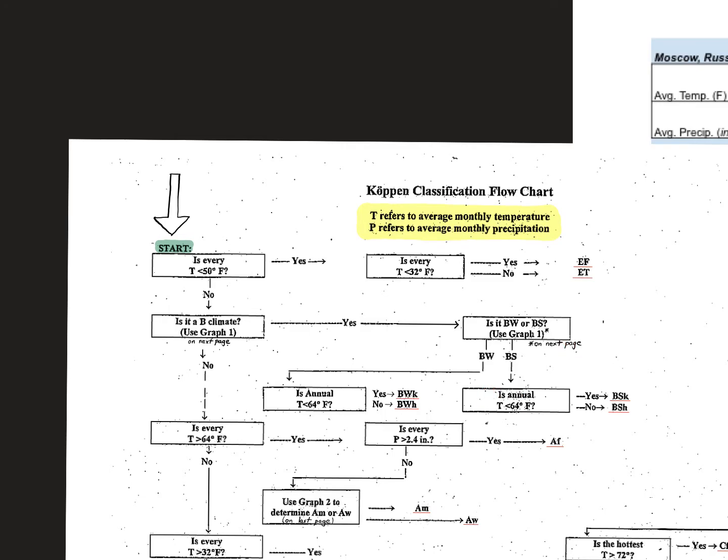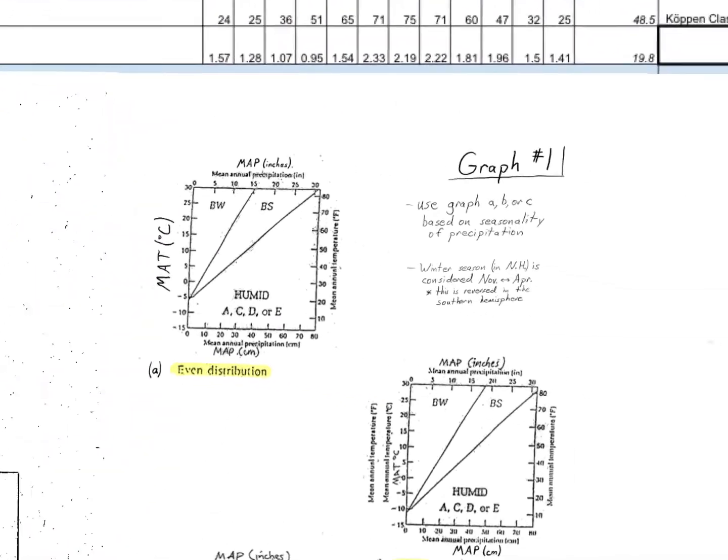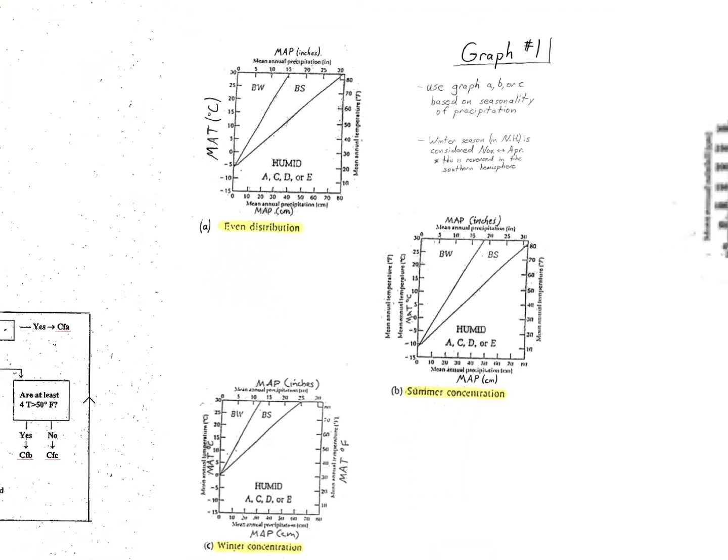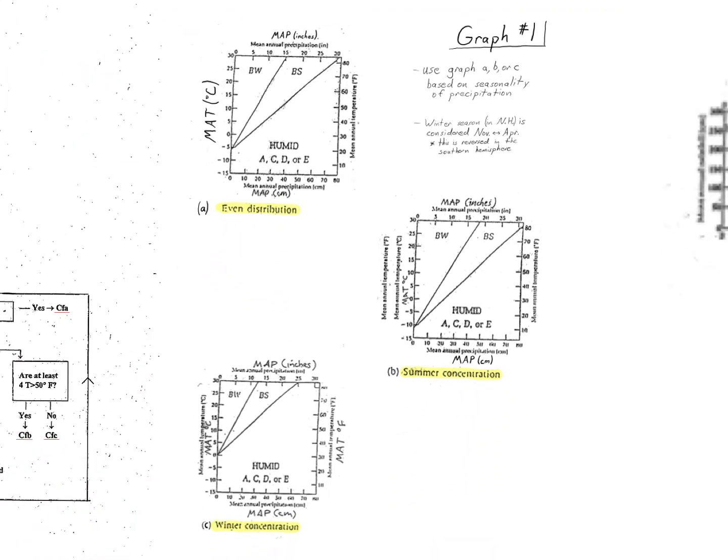So here on your documents, you're going to slide to the second page. And you're going to find actually 3 graph 1s. And the difference between these 3 graph 1s are based on the distribution of precipitation. Do we have precipitation distributed pretty evenly, meaning we get precipitation during the summer and winter months and generally the same amount? Do we see precipitation as a summer concentration? So it's very dry in the winter, very wet in the summer. Or is it winter concentration where we have very little precipitation in summer months and a lot of precipitation in the winter months?